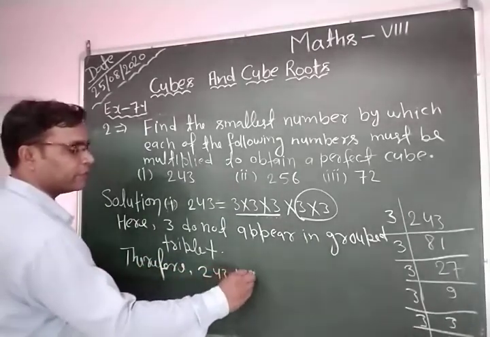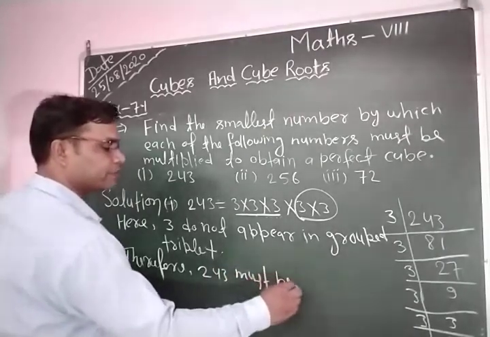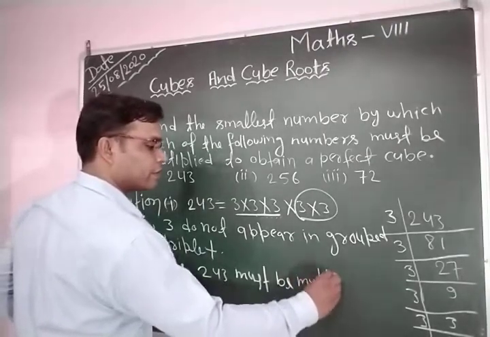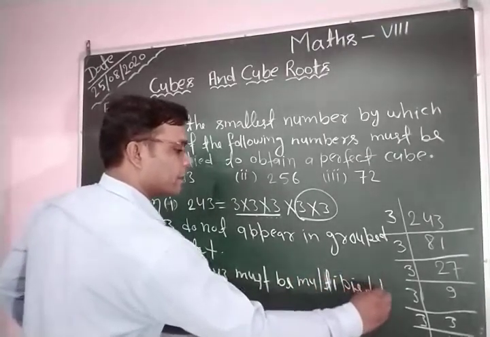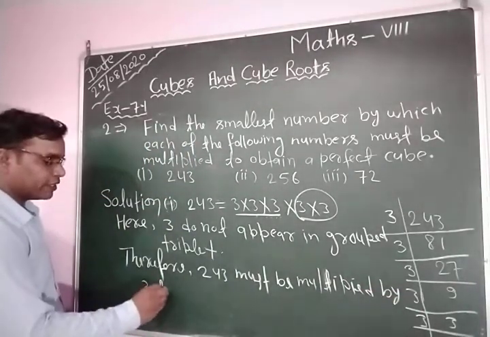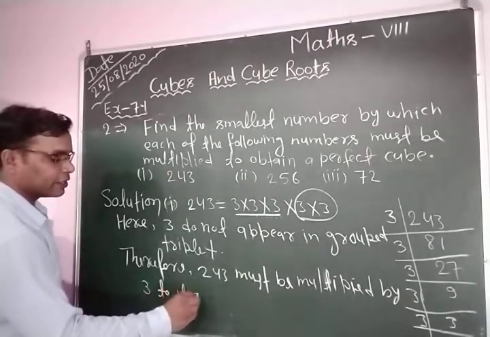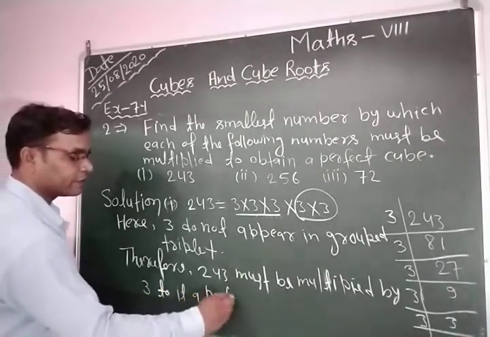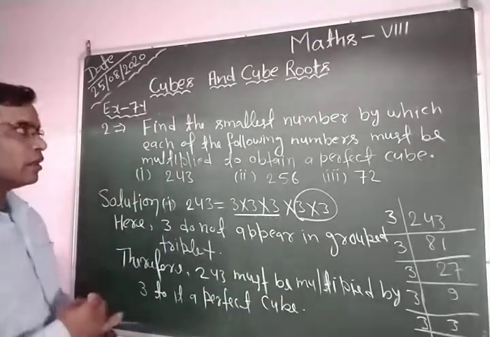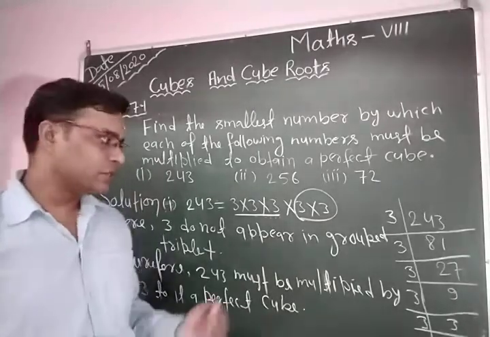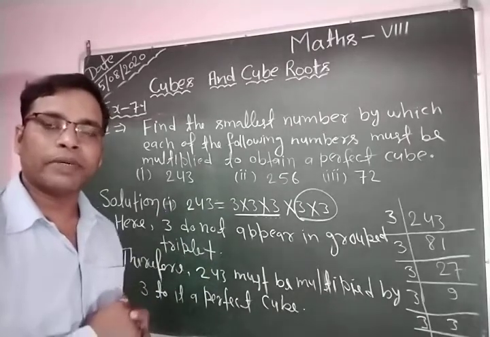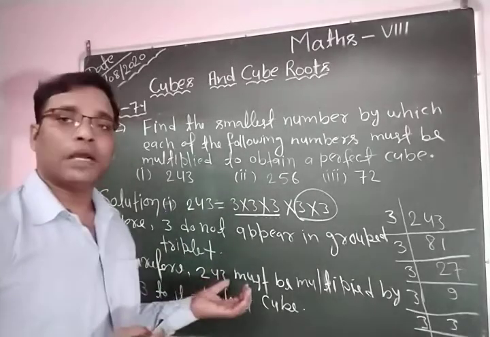243 must be multiplied by 3 to make it a perfect cube. Okay, so students, I hope all of you understood this question, how to find the least number that we multiply with the given number, it becomes a perfect cube.